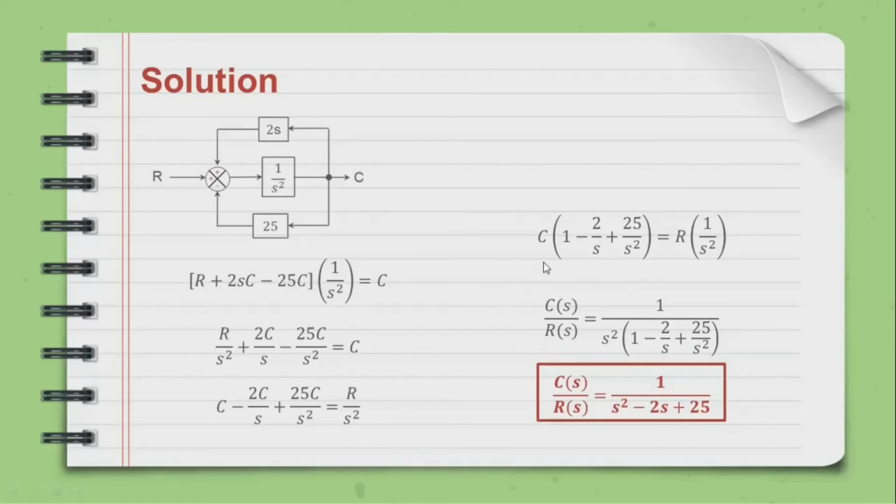Now, isolating the C and R, we get C times the quantity 1 minus 2 over S plus 25 over S squared is equal to R times the quantity 1 over S squared. Finally, we can now get the overall transfer function C of S over R of S, which is equal to 1 divided by S squared times the quantity 1 minus 2 over S plus 25 over S squared. Simplifying this term, our overall transfer function C of s over R of s is equal to 1 divided by s squared minus 2s plus 25.